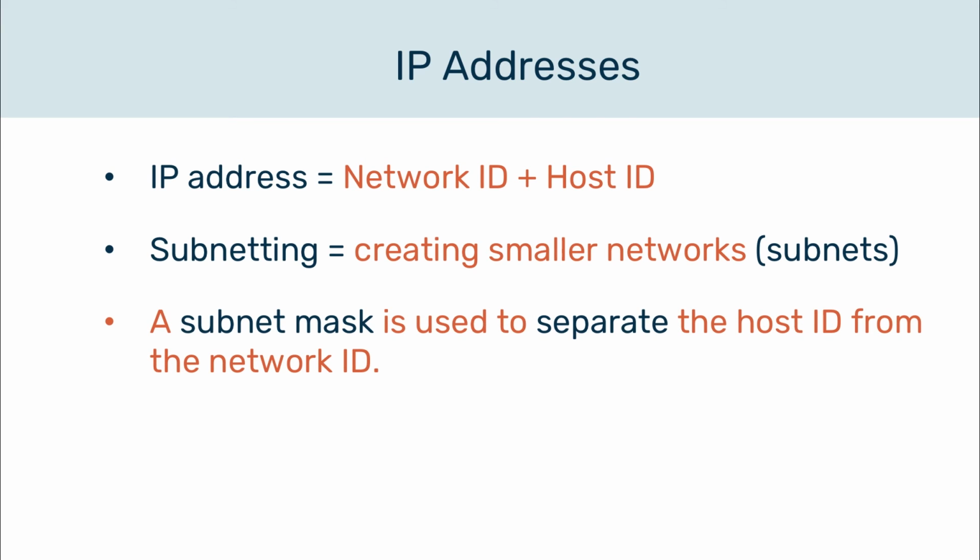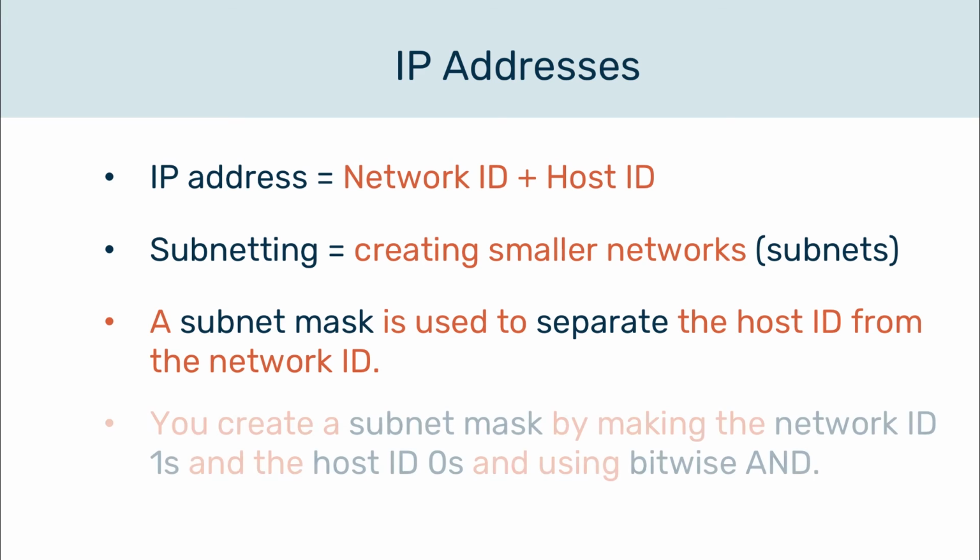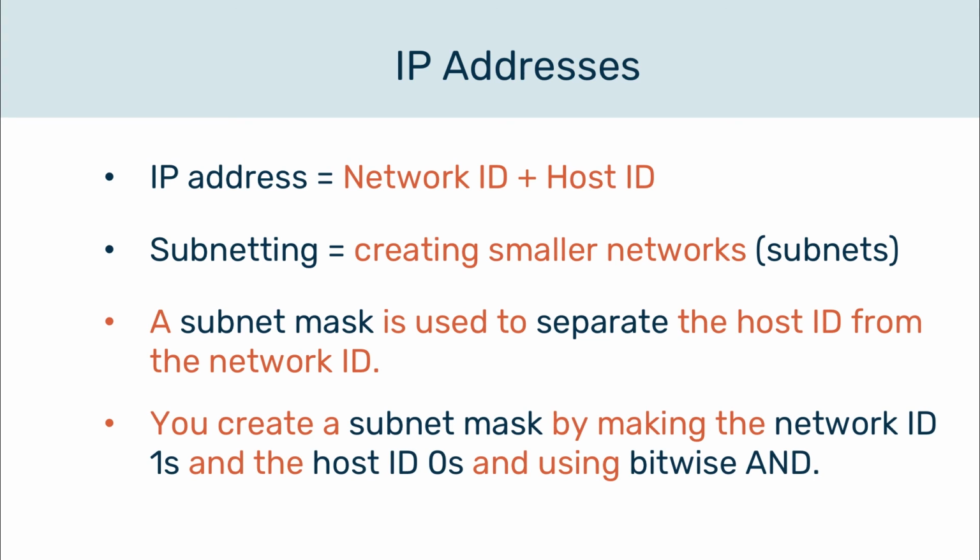A subnet mask is used to get the network ID only, with zeros as placeholders for the host ID part, so you can do comparisons to see if you're on the same subnetwork. A subnet mask is just making the network ID parts all ones and the host ID parts all zeros. Then you use the bitwise AND operation with the mask and the IP address.